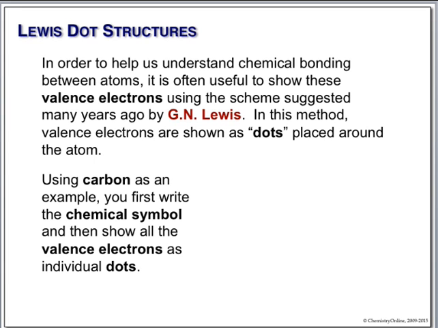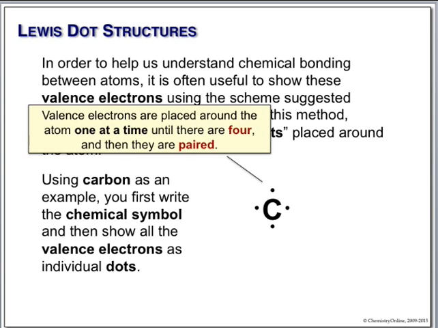Now, carbon, we said, is in the second period and has 4 valence electrons. Lewis said we start off with the symbol for the element, and then we simply place the electrons around it as simple dots, and we put them in unpaired until we get 4, and then we start pairing them up. So for carbon, we simply show the symbol and 4 little dots around it. More than 4, again, we pair them up.